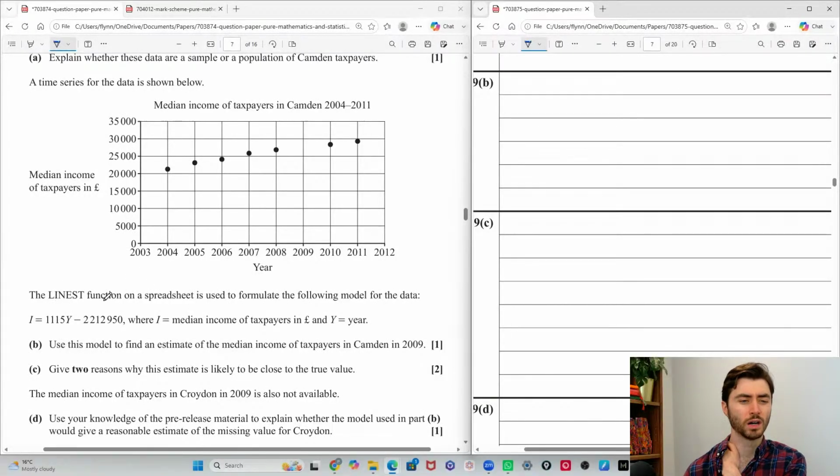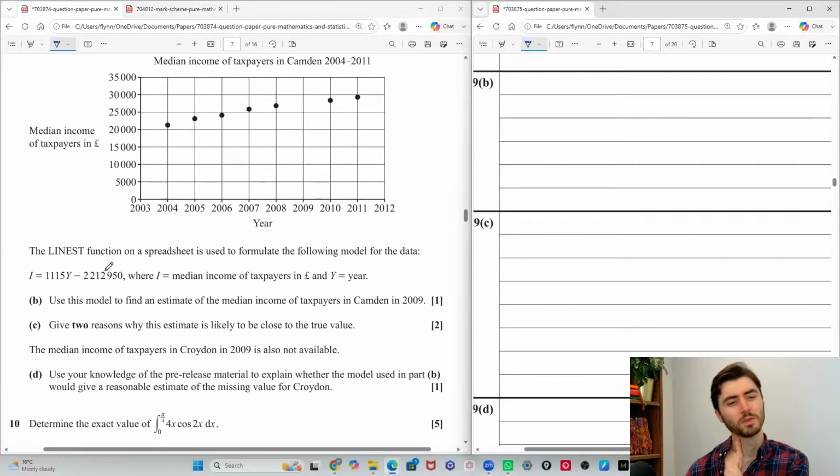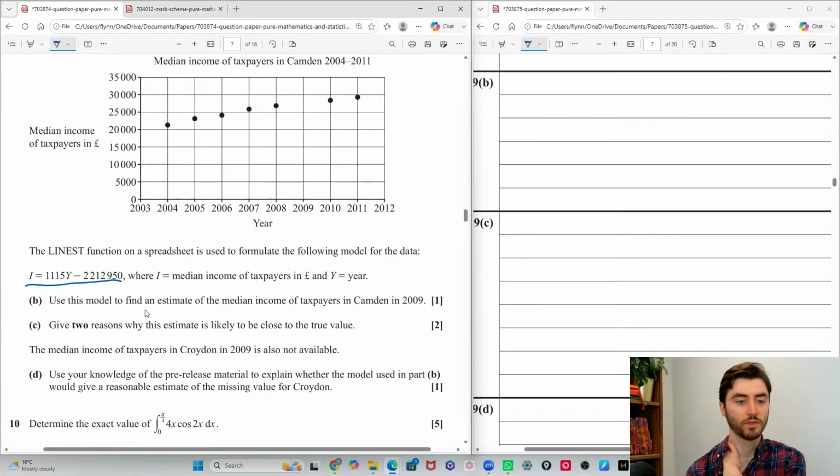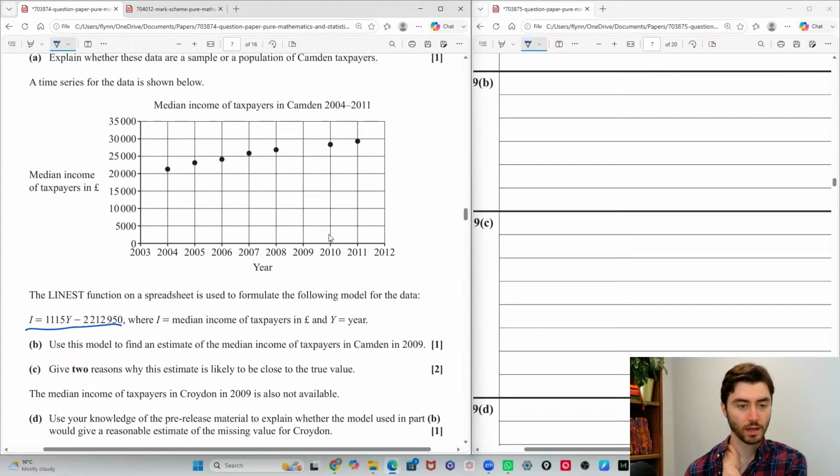Oh God, is this on your spec? I'm going to assume that means linear estimation. Median versus year. Use this model. Okay, so that is the model. Use this model to find an estimate for the median in 2009. Okay, y is the year.